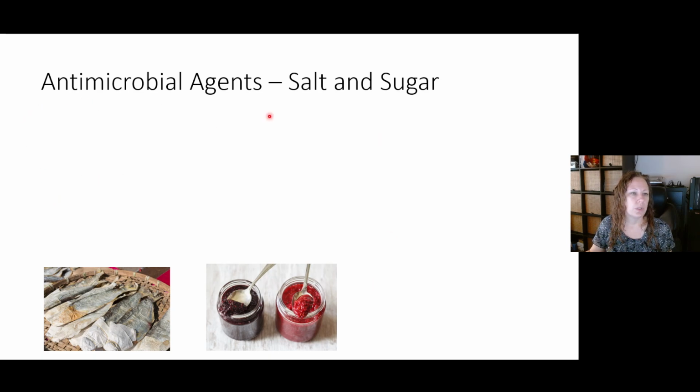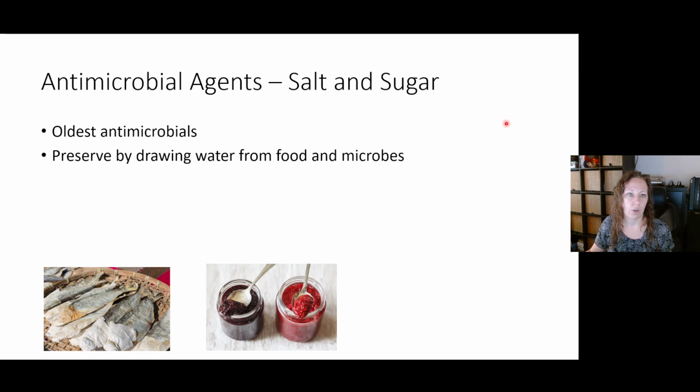So now we'll go through some antimicrobial agents that are commonly used. The first one here is salt and sugar. And these are our oldest antimicrobials. They've been used for centuries. And essentially how salt and sugar work as antimicrobials is they draw water from the food and also from the microbes, and it essentially dehydrates the microbes. The water is unavailable to them, preventing their growth.